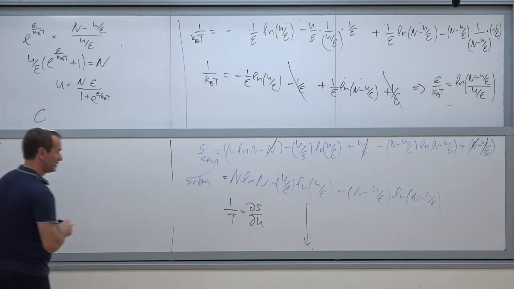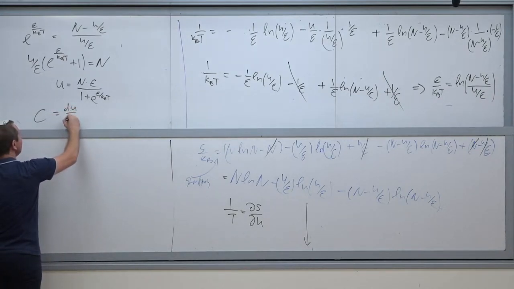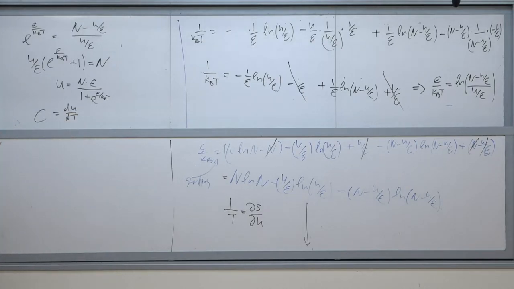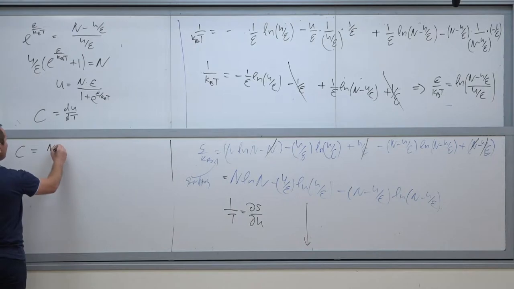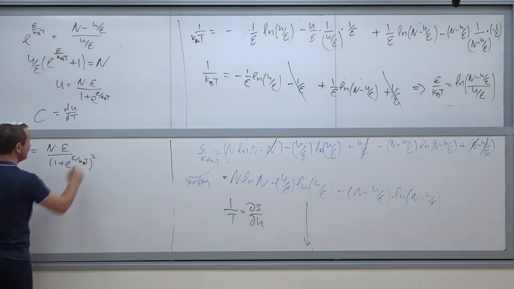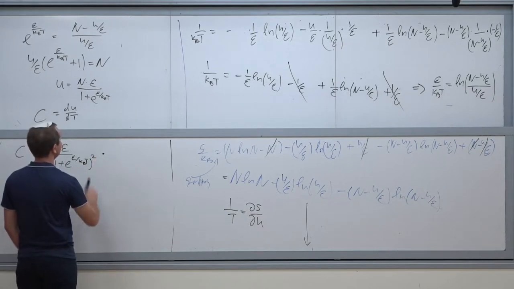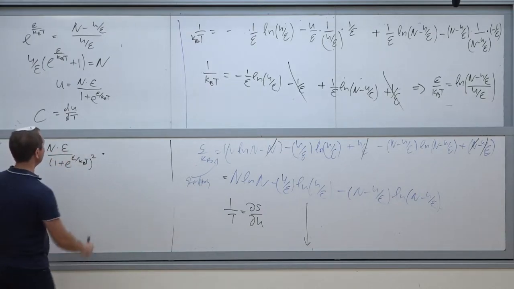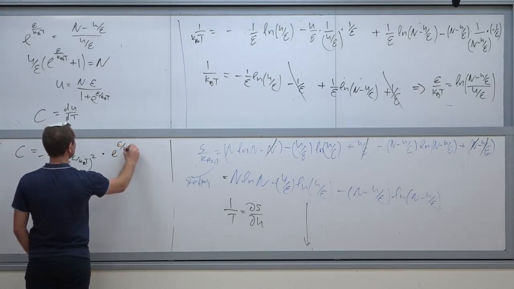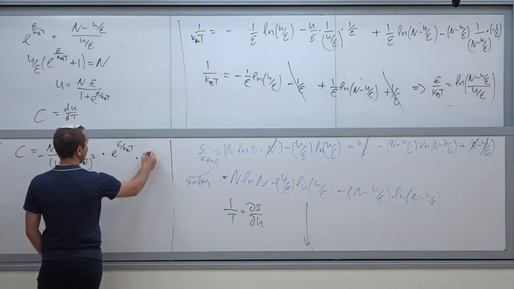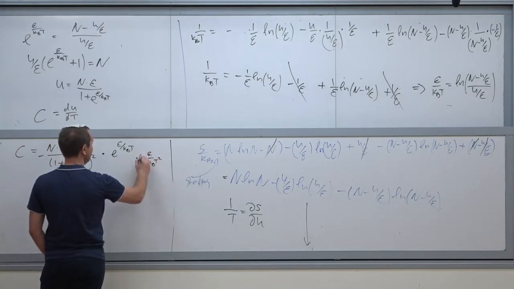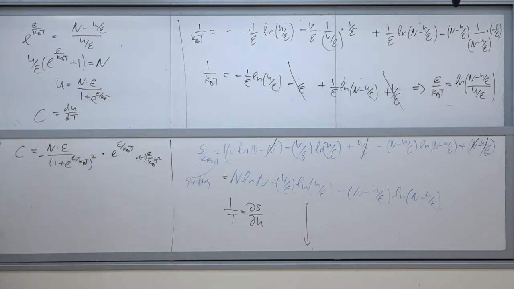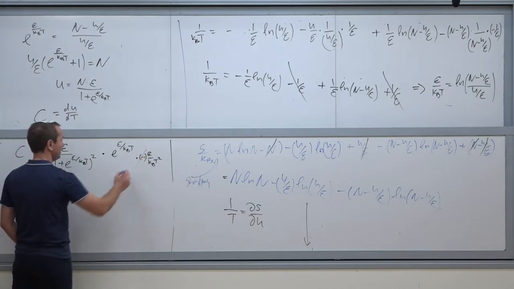And now we can go and ask what is the specific heat? Again, it's du divided by dT. We can take this derivative, and we see that C equals n multiplied by epsilon divided by (1 plus e to the epsilon over k Boltzmann T) squared, multiplied by, I'm sorry, with minus 1, minus e to the epsilon over k Boltzmann T multiplied by epsilon divided by k Boltzmann T squared minus 1. Okay, so this is the derivative. Minus 1 and minus 1, they disappear.